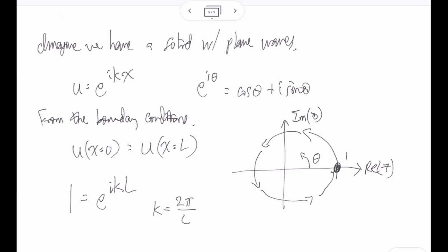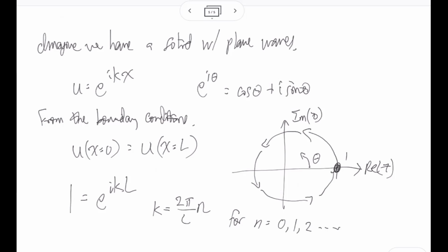Do you see that? If I put 2 pi over L in here, then this will be e to the i 2 pi, and so 2 pi is one circle. And if I do another 2 pi, that also works. So it's 2 pi over L times n, for n equals 0, 1, 2, 3, all the natural numbers.